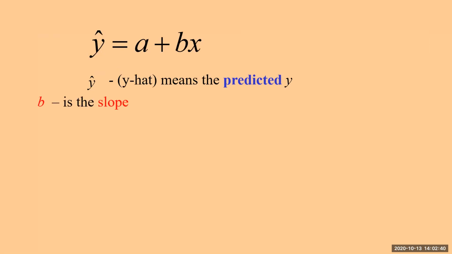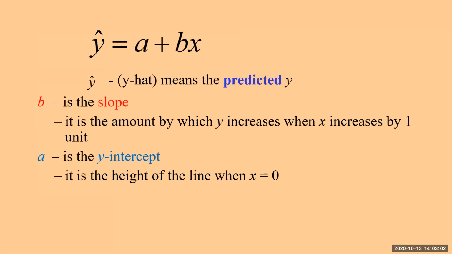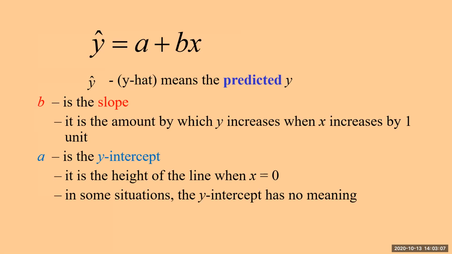b is your slope, rise over run. It is the amount by which y increases when x increases by 1. So again, rise, y, over run, x. And a is your y-intercept, where it crosses the y-axis, or the value when x is 0, your starting point. It is the height of the line when x equals 0. And in some situations, it could have no meaning. Since we're dealing with real-world data, oftentimes there are situations where we can't deal with negative numbers, and so the y-intercept wouldn't actually have a real-world meaning.